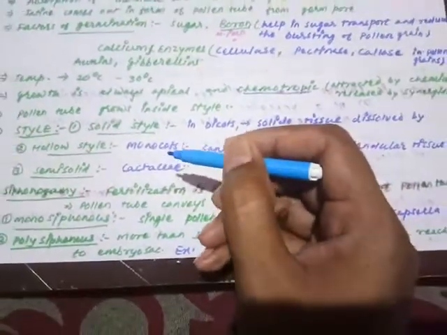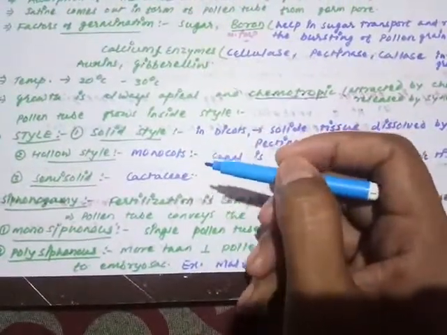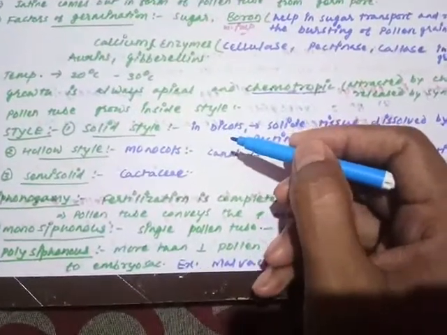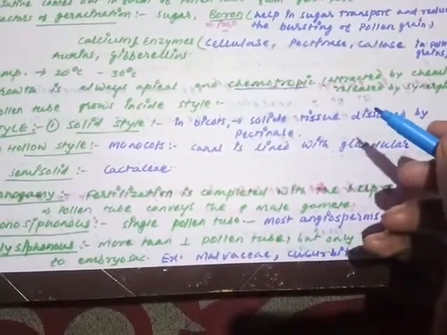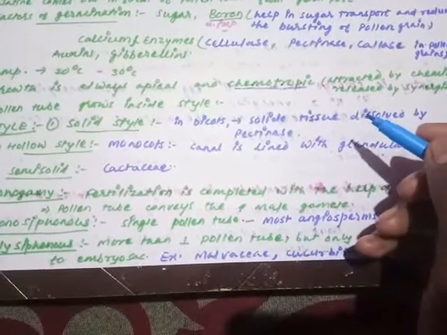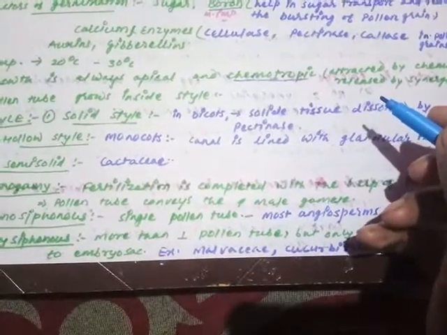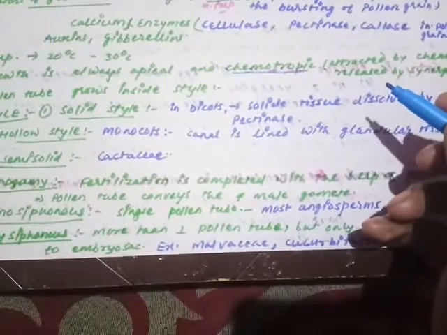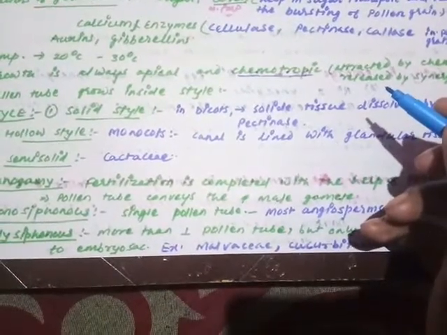The first one is called the solid style. The style is completely solid inside, and this is basically present in dicots. Here it is very clear that solid tissues are present inside the style. It is very difficult for the pollen tube to penetrate and elongate through those tissues. So to make a passage for pollen tube growth, what happens? The pectinase enzyme works to dissolve the content present inside the solid style.